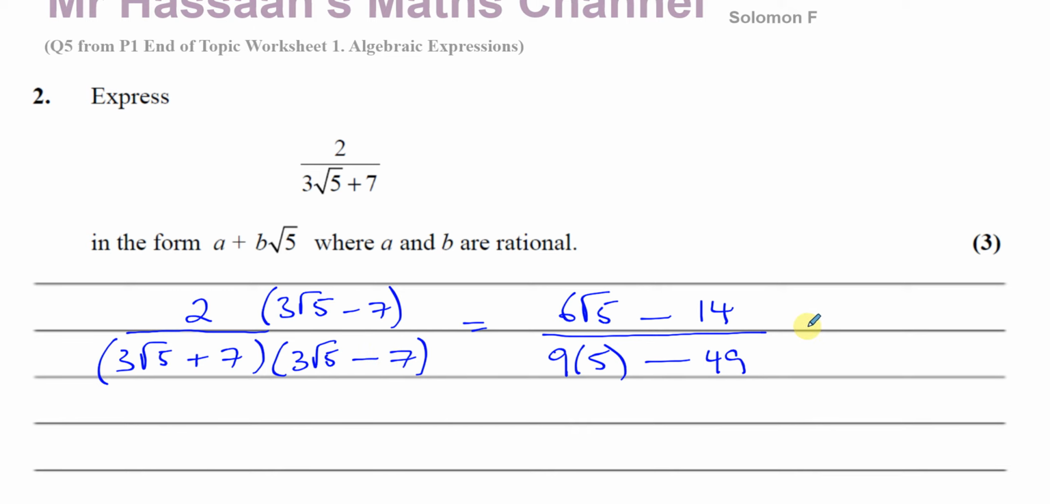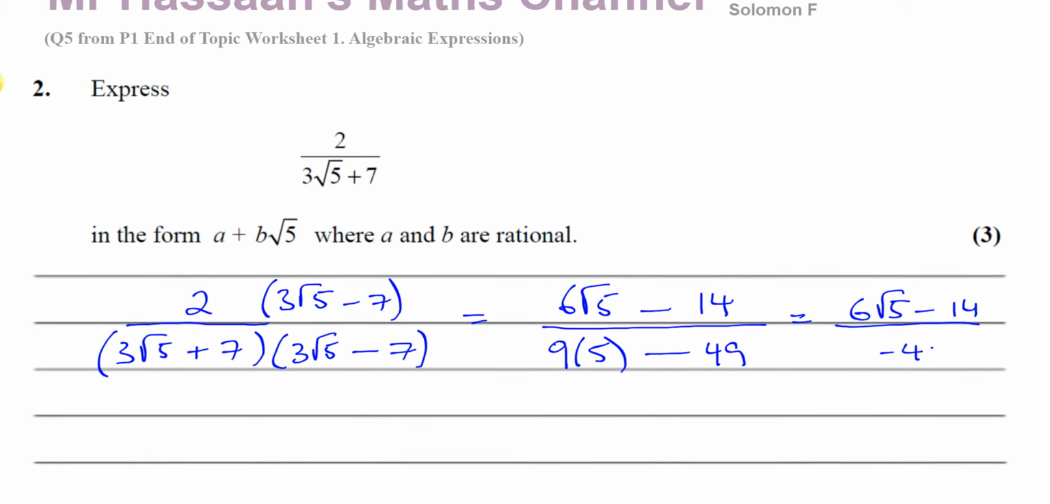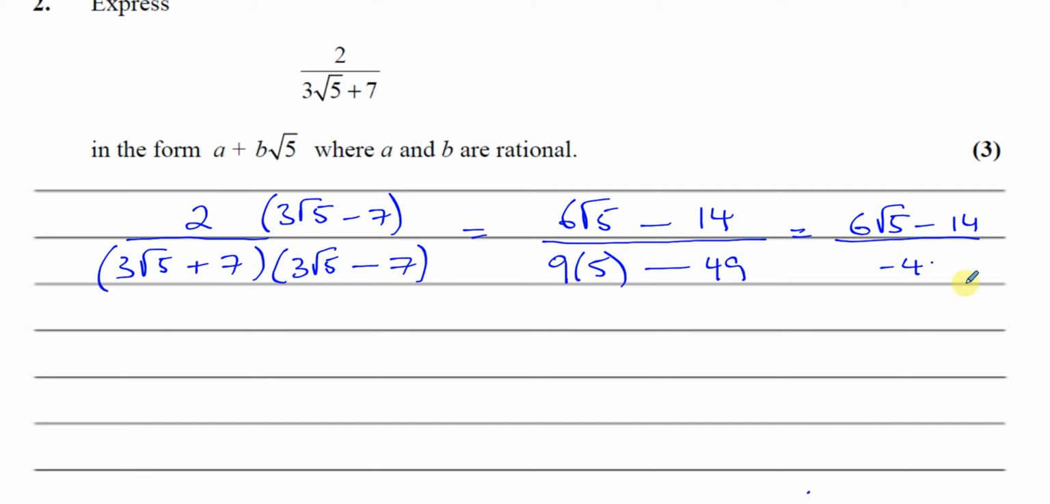Okay, so now we have 6 root 5 minus 14 over, and this is 45 minus 49, which is negative 4. So we're left with negative 4 here. And now what I'm going to do is we have to simplify it and write it in this form, a plus b root 5. Because of this minus sign underneath, it looks a bit strange like that. I'm going to multiply both the top and bottom of this by minus 1. And that will cause me to get 14 minus 6 root 5 over positive 4.